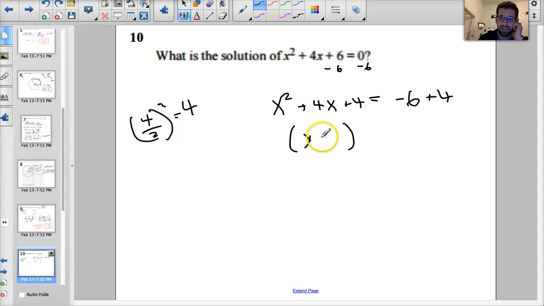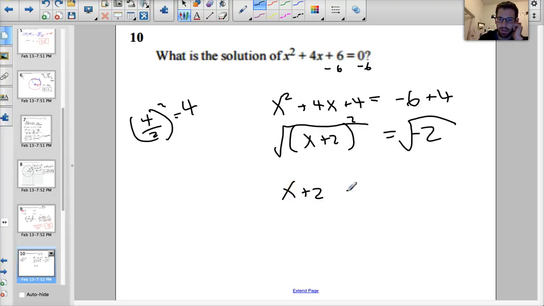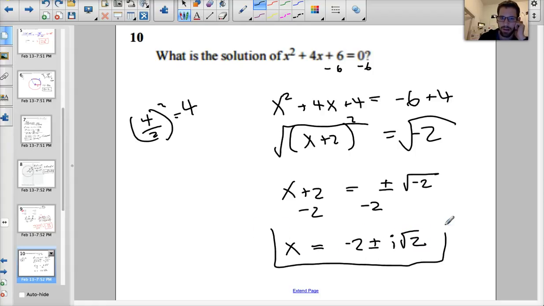This is going to factor into x plus 2 squared, and this is going to become a negative 2. Alrighty, let's keep going. So I'm going to square root both sides. Those cancel, so I'm going to get x plus 2 equals positive and negative the square root of negative 2. I'm going to subtract 2 from both sides, and I get x equals negative 2 plus or minus, and then the square root of negative 2 is going to be, well, i radical 2, because this negative is going to come up. So I get i radical 2. And that should be my solution.